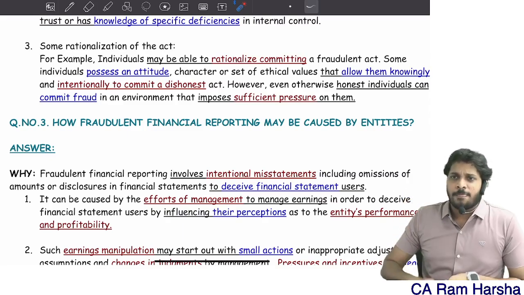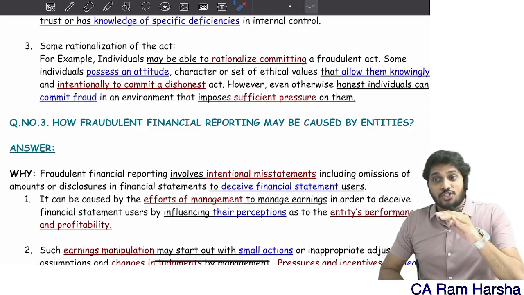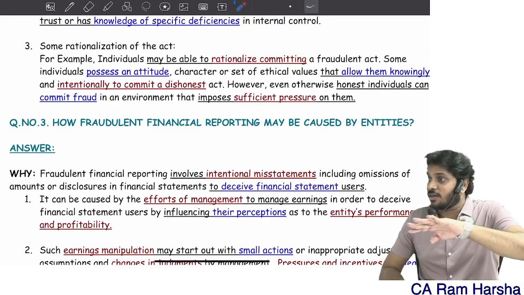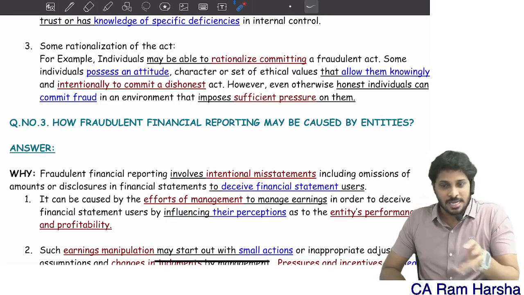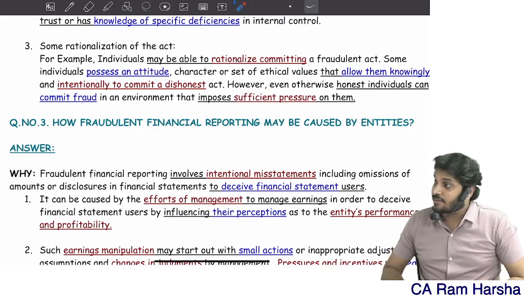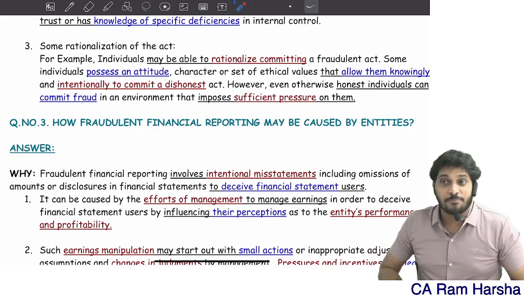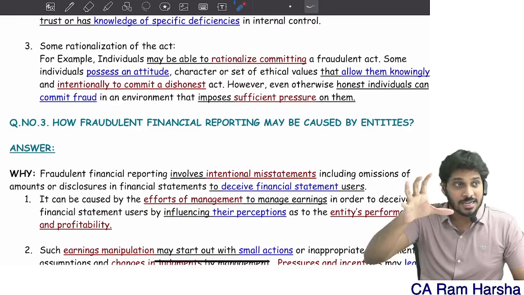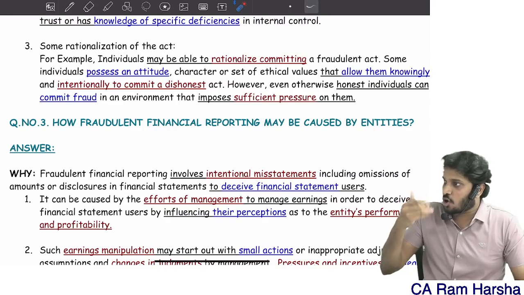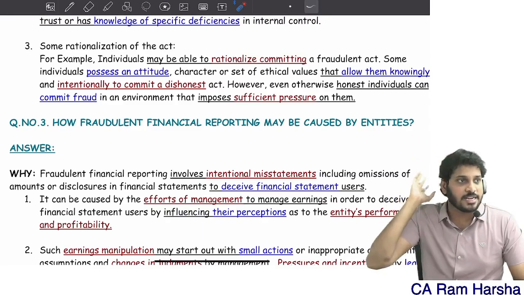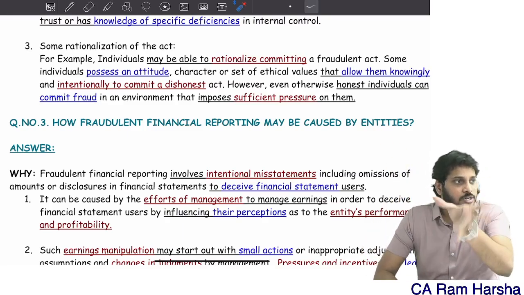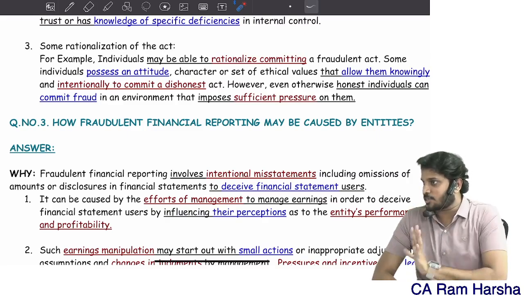Now remember, the opportunities for fraudulent financial reporting are different from the opportunities for misappropriation of assets. Right now, the example which I told is for misappropriation of assets. For fraudulent financial reporting, the opportunity is different. For example, related party transactions. Through related parties, the company can engage in complex transactions and manipulate the position and performance of the company. For FFR, the opportunities are different. For misappropriation, the opportunities are different.